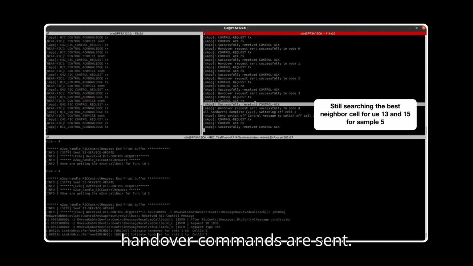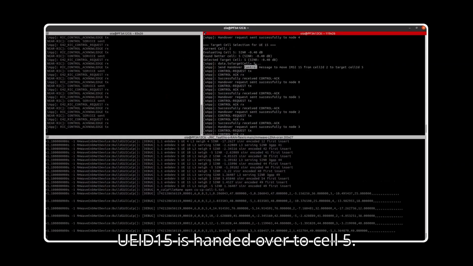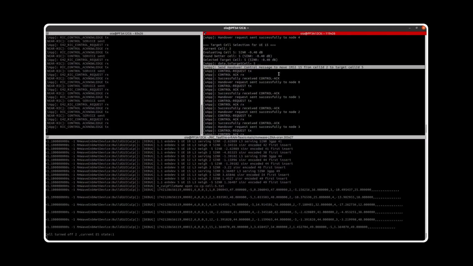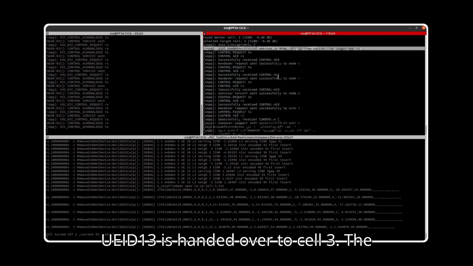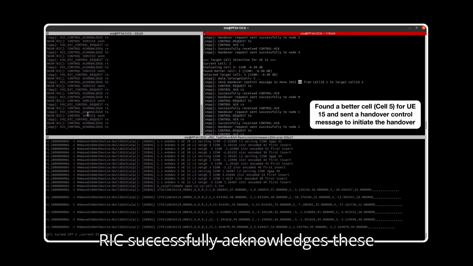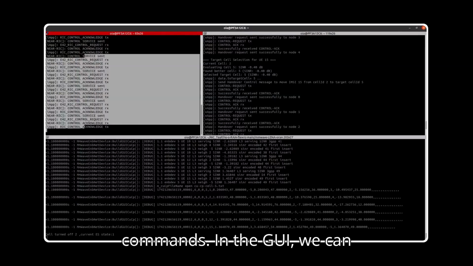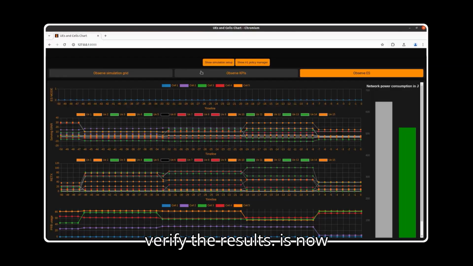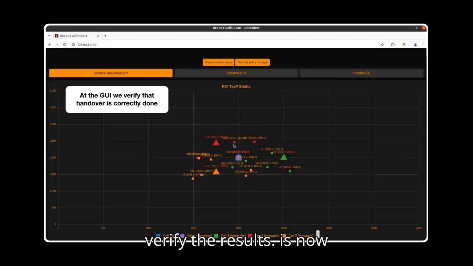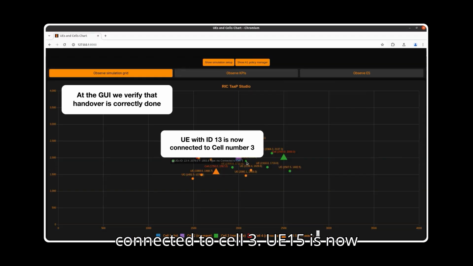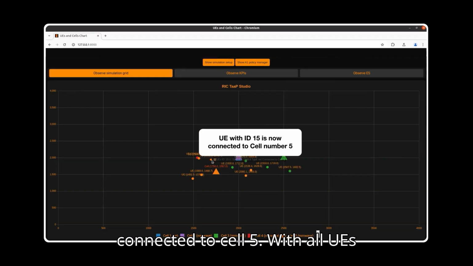The handover commands are sent. UE ID 15 is handed over to cell 5. UE ID 13 is handed over to cell 3. The RIC successfully acknowledges these commands. In the GUI, we can immediately verify the results. UE 13 is now connected to cell 3. UE 15 is now connected to cell 5.